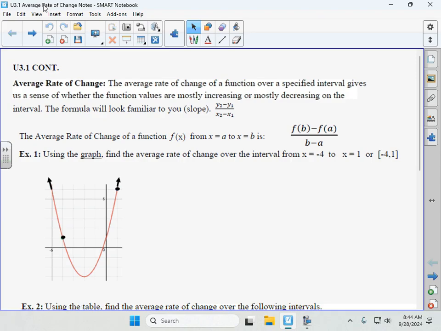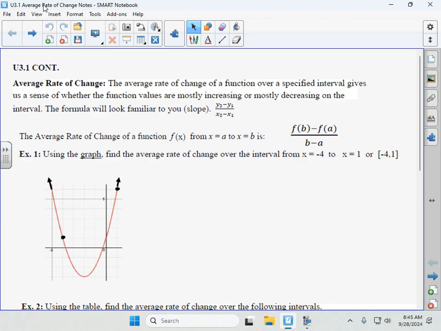So we're going to use this average rate of change throughout the year in lots of different kinds of functions. So the average rate of change over a specified interval gives us a sense of whether the function values are mostly increasing or decreasing. All right, and so the formula to find the average rate of change is very similar to the slope. In fact, they get this formula from the slope. All right, so the slope formula, again, y2 minus y1 over x2 minus x1. All right, so let's look at how this works.